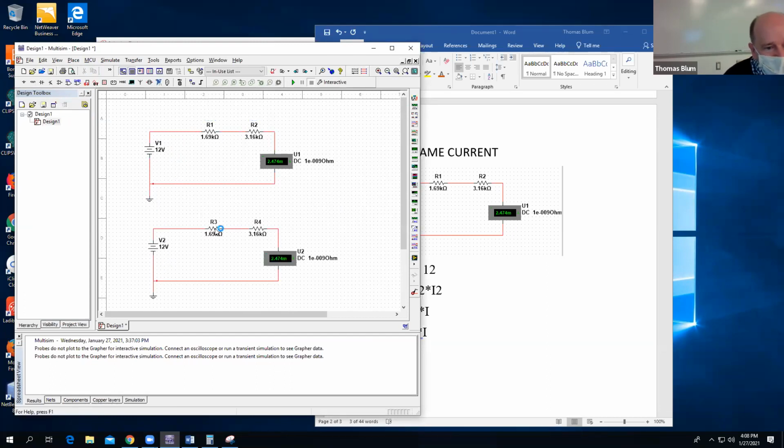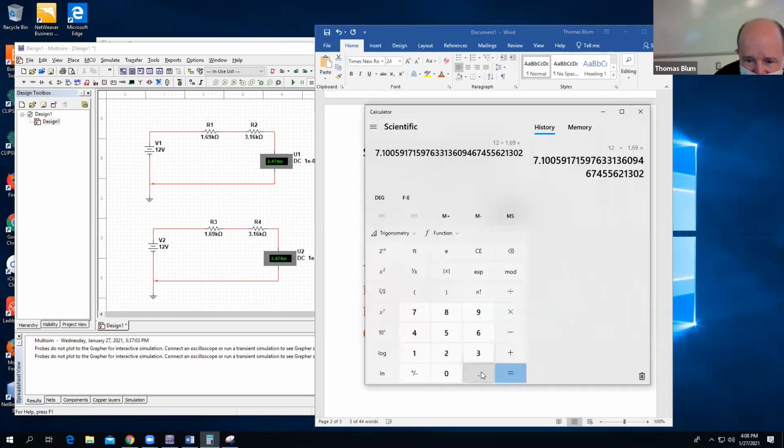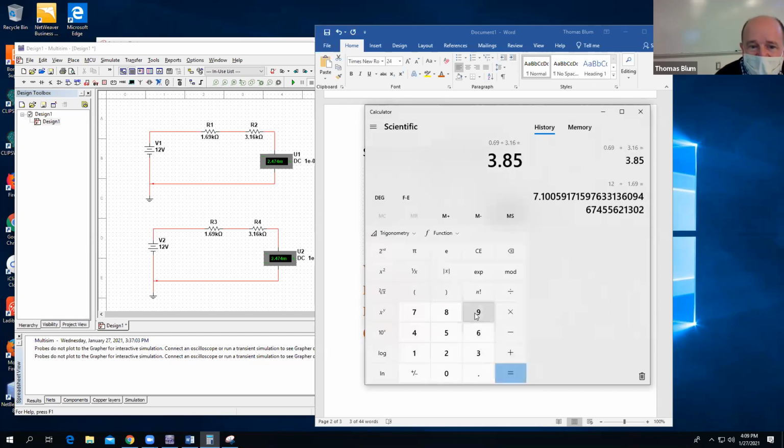There. Okay. Now I've made a copy of the circuit, but I want to do R1 plus R2. So that is what? 1.69 plus 3.16, and that is 3.85. That doesn't seem right. Oh, I missed a 1. So 1.69 plus 3.16. That seems better, 4.85. So the idea is if I take the 2 resistors, replace them with 1 resistor that has the resistance of 4.85, it should have the same effect.